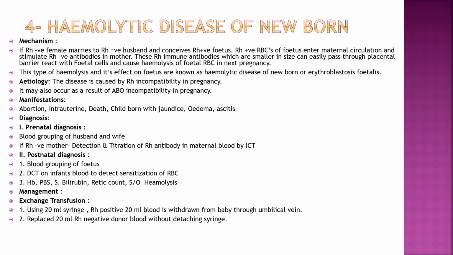Prenatal diagnosis: blood grouping of husband and wife, and if the mother is Rh negative, detection and titration of Rh antibody in maternal blood by ICT, the indirect Coombs test. Postnatal diagnosis: DCT, the direct Coombs test, on the infant's blood to detect sensitization of RBCs, blood grouping of the fetus, then Hb, PBS, serum bilirubin, reticulocyte count, and signs of hemolysis. Management: exchange transfusion.